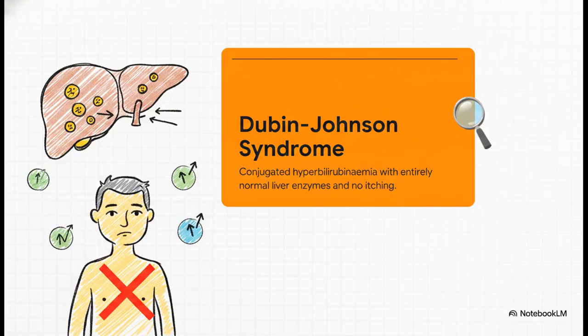We also have to keep in mind the named exceptions to our rules. Take Dubin-Johnson syndrome. This is an autosomal recessive disorder where bilirubin just isn't excreted normally. You get conjugated hyperbilirubinemia, but the patient's liver enzymes are actually completely normal. And the real kicker?